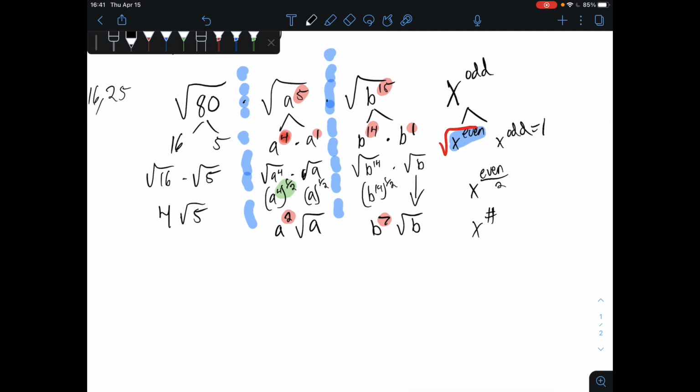Now, so we have 4 square root of 5 times a squared square root of a times b to the 7th square root of b. Now we're done, right? Yeah, this looks good. Box it up, call it a day.